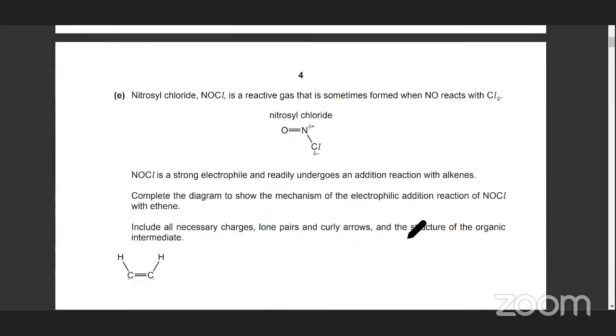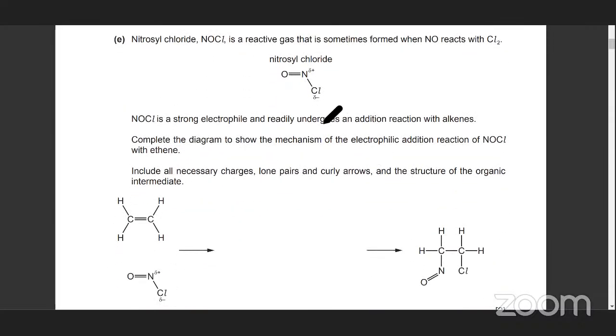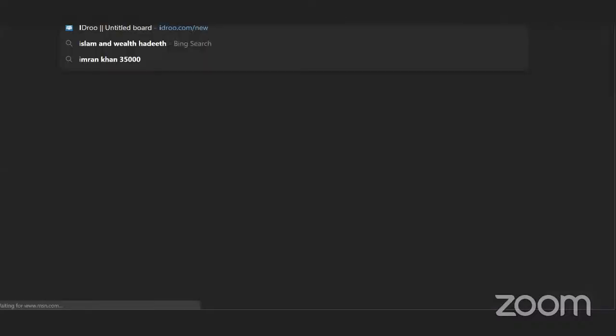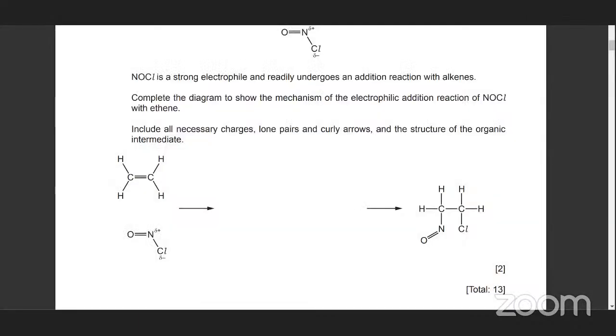The next one is that there's a thing called nitrosyl chloride, and it's a reactive gas that is sometimes formed when NO reacts with Cl2. So this is given, and you're given that NOCl is a strong electrophile. So what was the reaction of alkenes? Let's just take a quick look, just 1 second. Alkenes always have this reaction where the electrons are going to be attracted to the positive charge in the pi electron cloud, and the electrons over here are going to get repelled. Okay, the Cl wants to take away electrons. Electrons are going to come over here, and the electrons in this bond over here are going to get repelled. So this is the first step.